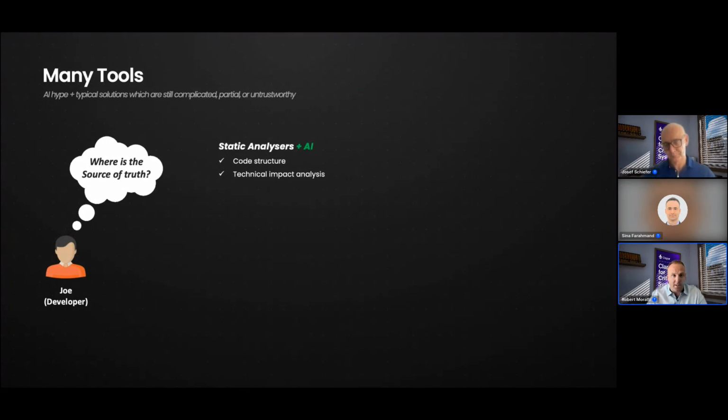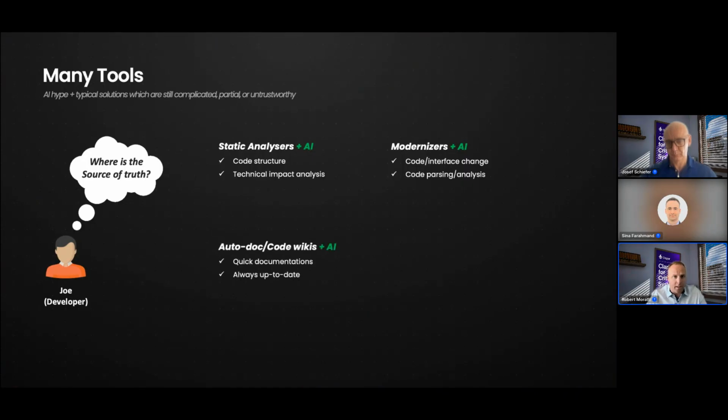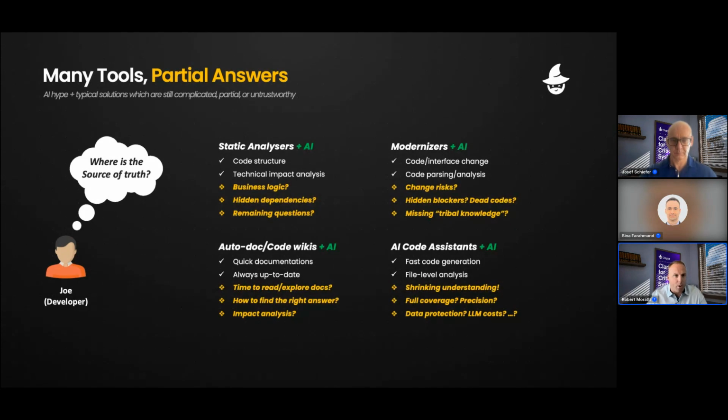First off, there are static analyzers plus AI, right? They can typically understand code structure and can provide a technical impact analysis. You have the modernizers that can change code from RPG to Java or give line by line analysis. There's the Autodoc and code wikis. They can do quick documentation and are typically always up to date. And then there are AI code assistants, something like Bob, for example, that can do fast code generation with file level analysis. Now, the problem with some of these tools is they're only going to give partial answers.